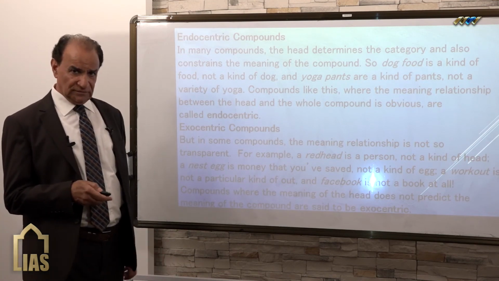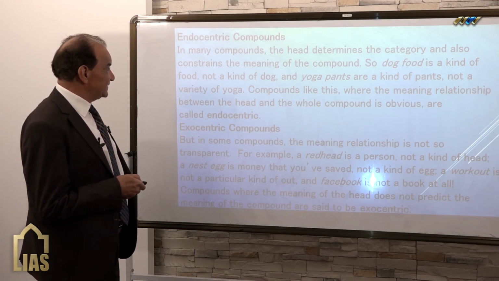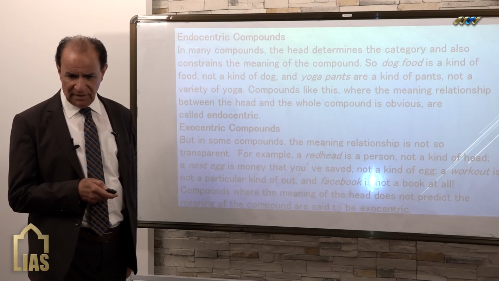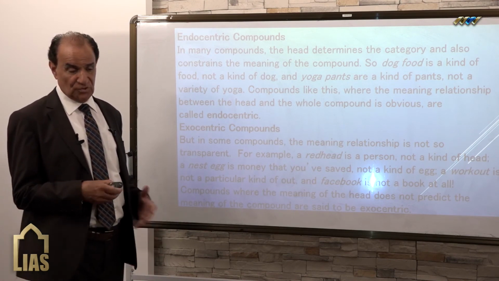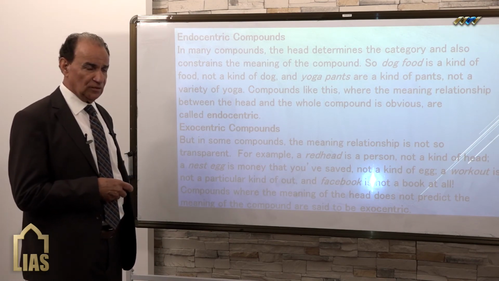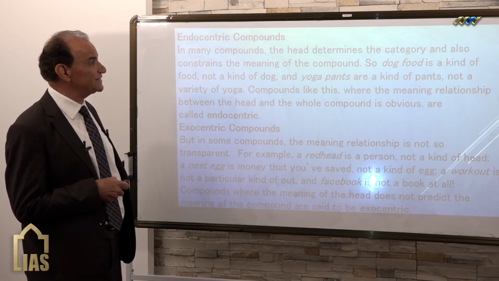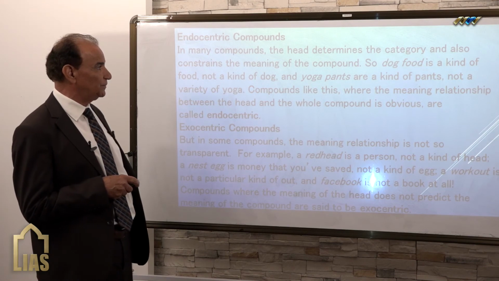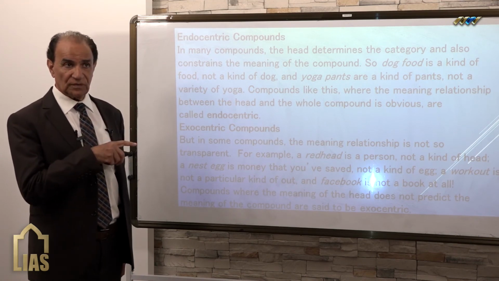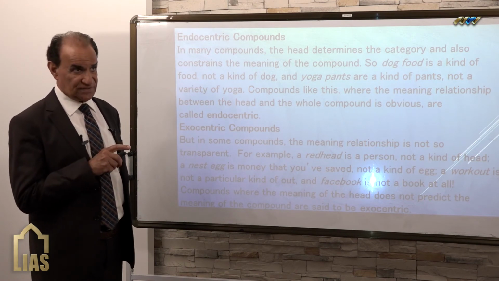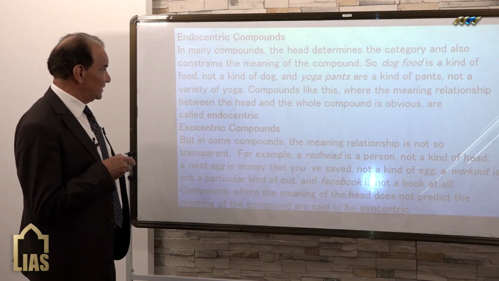Let us talk in more detail about two important types of compounds: the endocentric compounds and the exocentric compounds. As you know, when we have bedroom, whole meal, we consider them compounds. In many compounds, the head determines the category and also constrains the meaning of the compound. As we said, bedroom, it's fixed. This is a room for a bed, not a room that is a bed.